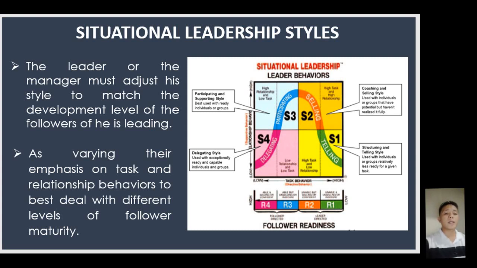The third one is participating. In this situation, the leader and followers share in decisions about how best to complete a high-quality job. This is making the system more democratic. And situation 4, which is delegating. In this situation, the leader provides little specific, close direction, or personal support to the followers.